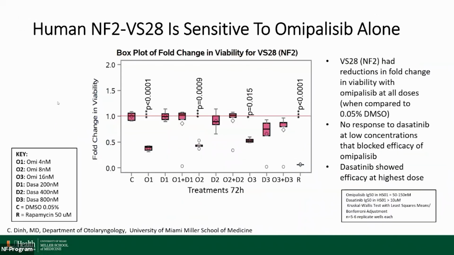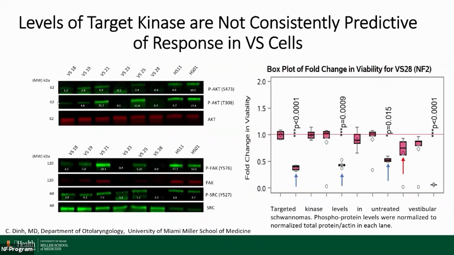Cells from the NF2 vestibular schwannoma surprisingly responded to omipalisib alone at the lowest concentration. Co-treatment with dasatinib blocked the response to omipalisib. At the highest dasatinib concentration, there was some reduction in viability that likely contributed to the activity of the combination. Surprisingly, we did not detect significant levels of phospho-AKT nor phospho-FAK or phospho-SRC in this tissue. Thus, better biomarkers of drug response are needed.